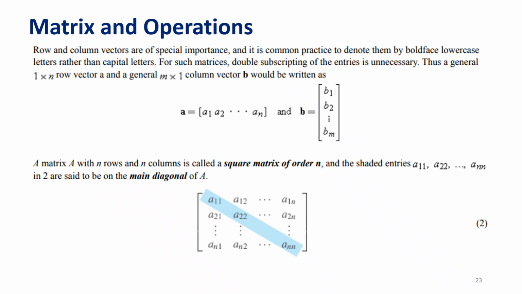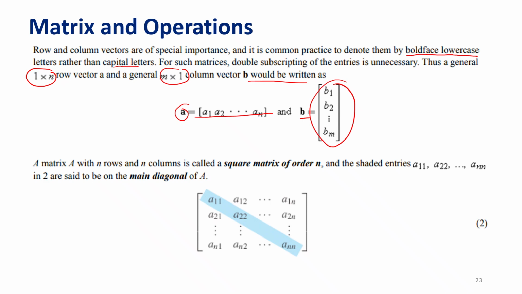Row and column vectors have very special importance, and it is common practice to denote them as a bold-faced lowercase letter rather than a capital letter. For such entries, double subscripting of the entry is unnecessary. Thus, a general 1 by n row and m by 1 column matrix can be written like this. So this one is the row matrix, and this one is the column matrix.